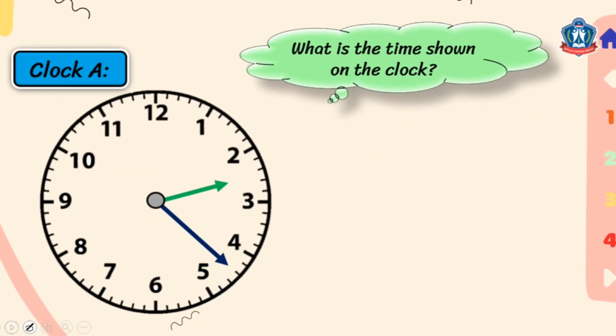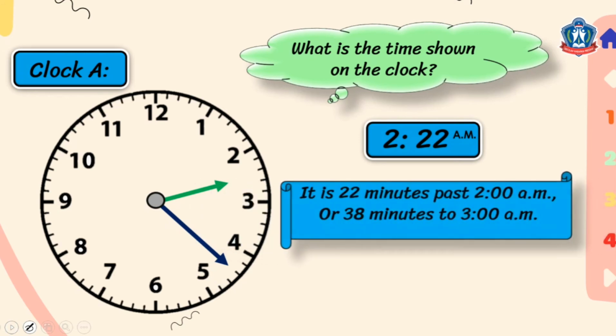Take a look. Clock A. How many minutes passed? Okay. Our clock is 2:22 a.m. It is 22 minutes past 2 a.m., or 38 minutes to 3 a.m.